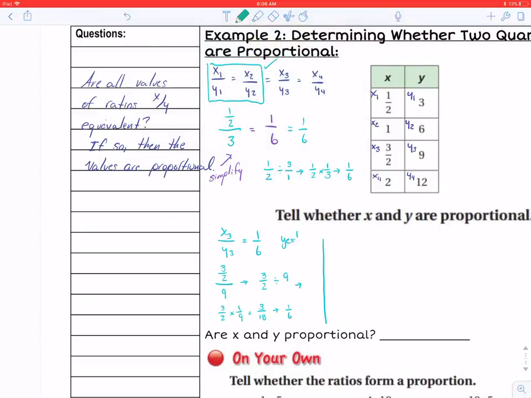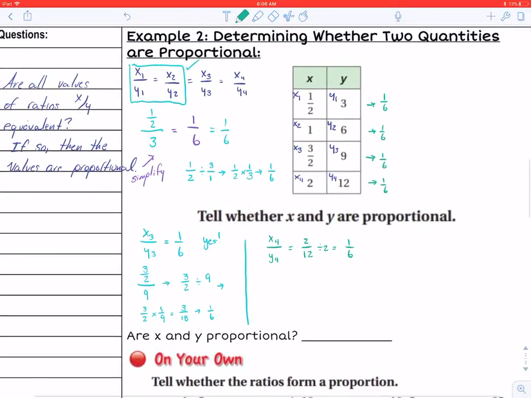And then now we're going to check the last value and determine whether that last value is also going to simplify to 1 over 6. And if it does, then we are set. So x4 over y4, that's 2 over 12, which, if we divide both of these numbers by 2, reduces to 1 over 6. So we have just determined that all of the values have a simplest form of 1 over 6.